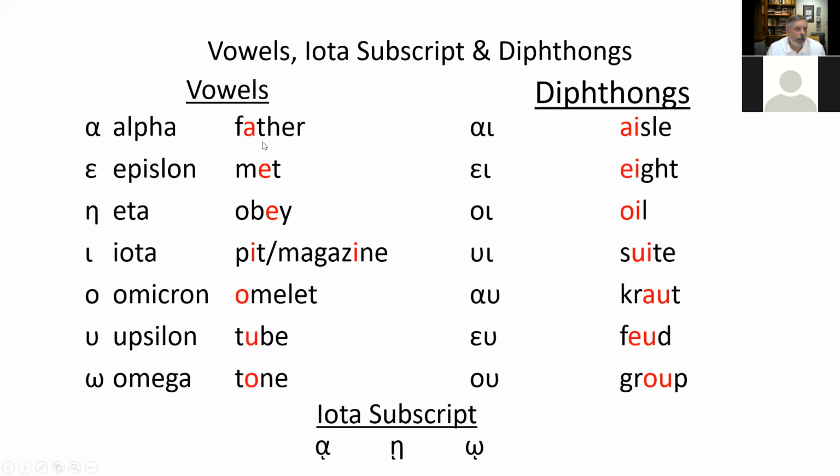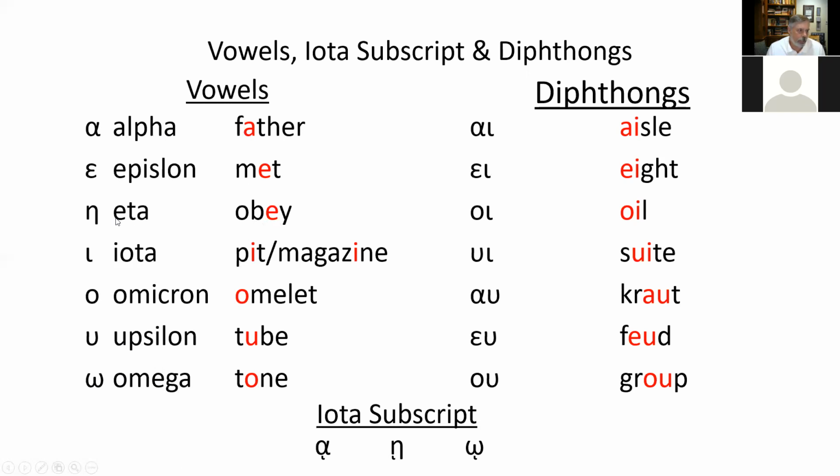And now we have the vowels: the alpha as in father, the epsilon as in met, the eta as in obey, the iota as in pit, the omicron as in omelet, the upsilon as in tube, the omega as in tone. So there are seven vowels.